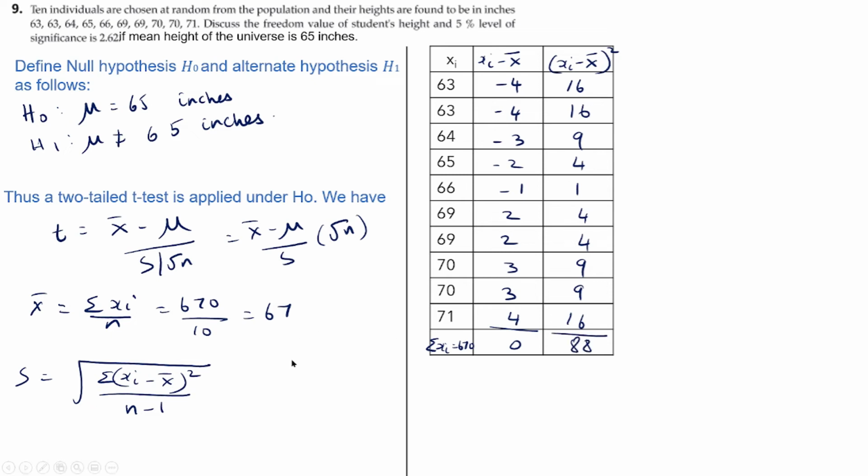Now we can find s. So this is root of 88 upon 10 minus 1. So this is root 88 upon root 9. So it is root 88 by 3.